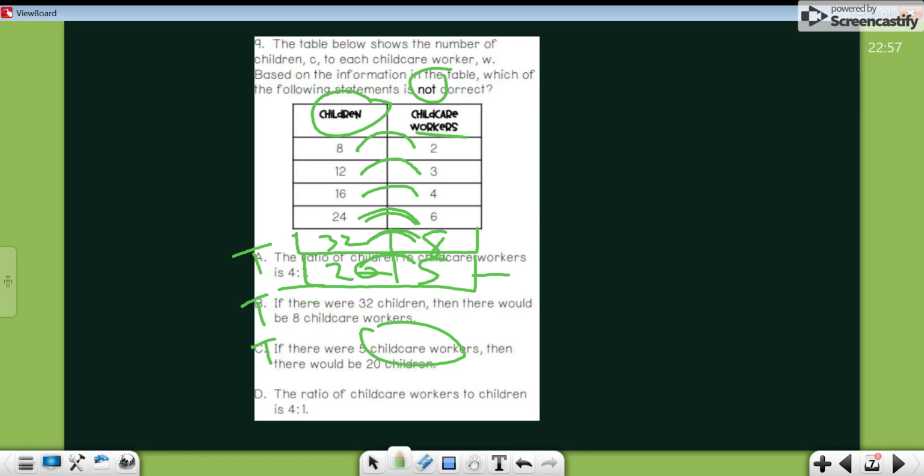Now this says the ratio of child care workers to children is 4 to 1. So they're saying for every 4 workers, there's 1 kid. And that just doesn't make sense. That would be like putting 4 over here for workers and 1. 1 divided by 4 is not 4, it's 1/4. So this one is not true. This one is false. This is the one that is not correct.